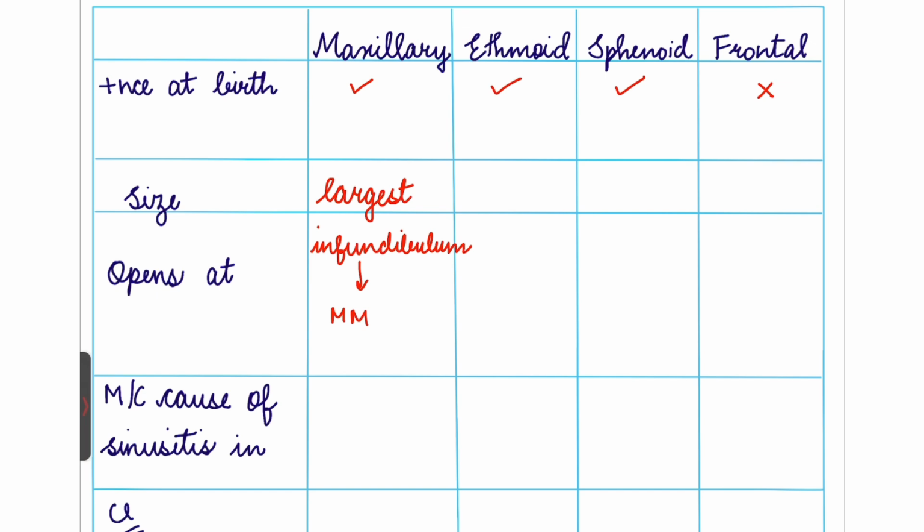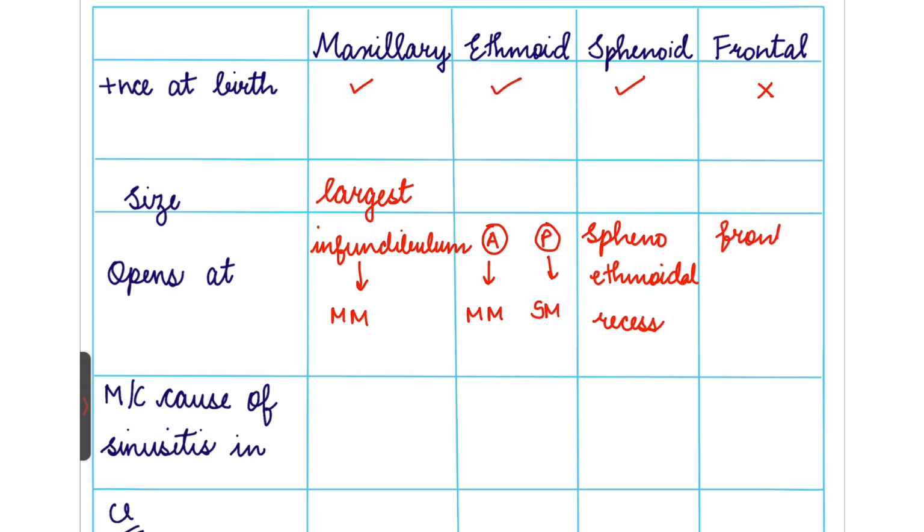We have two groups of ethmoid sinuses, the anterior group and the posterior group. The anterior group opens into the middle meatus and the posterior group opens into the superior meatus. The sphenoid sinus opens into the sphenoethmoidal recess and the frontal sinus opens into the frontal recess.